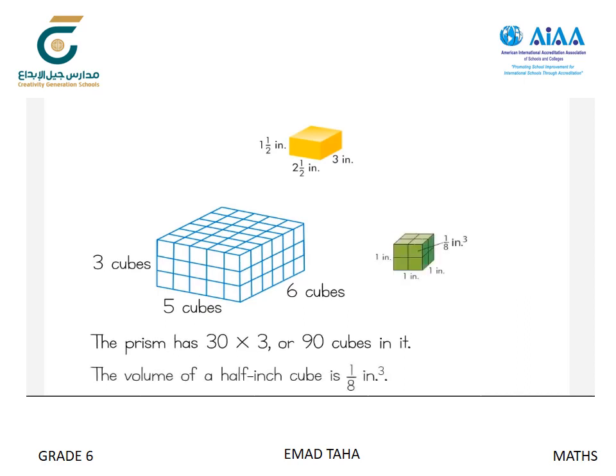Next, these students recall that the volume of a half-inch cube is 1/8 cubic inch because 8 half-inch cubes can fill a 1-inch cube. Finally, these students multiply the volume of each half-inch cube by the number of half-inch cubes in the prism to find that the volume of the prism is 11 1/4 cubic inches.